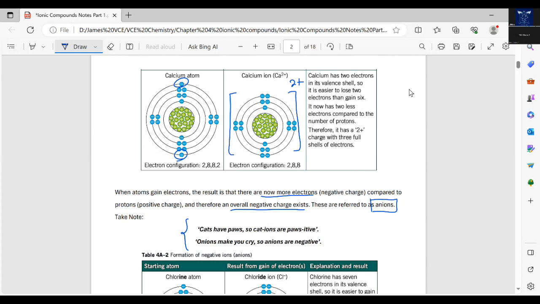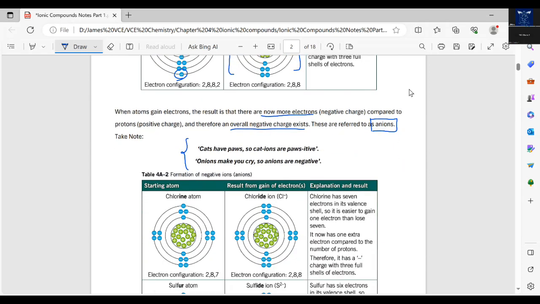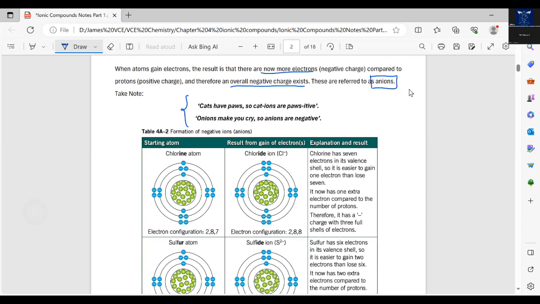Onion makes you cry. Have you ever sliced an onion before? Never? Okay, so when you go back home, try to help your parents with something. When an onion makes you cry, that means it's sort of a negative emotion. So anion is like negative things. It's just a way to remember, not quite a mnemonic, just an analogous way of remembering things. So cat has paws and onion makes you cry. Just remember these two.